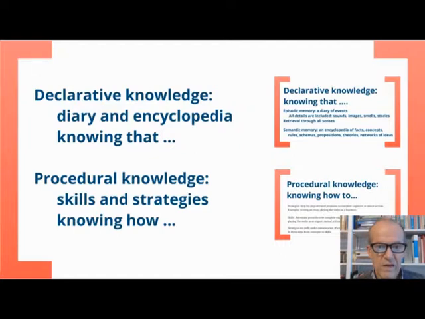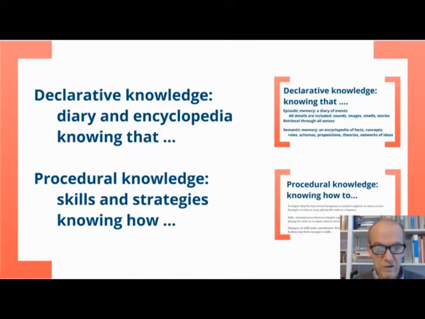So it is a kind of knowledge which you can reproduce, which you can put into words, and which refers to something which you may find in an encyclopedia, or which you may find in a diary, as long as it has to do with your personal experiences. The knowledge that yesterday you saw a very nice movie named Manchester by the Sea, for instance.